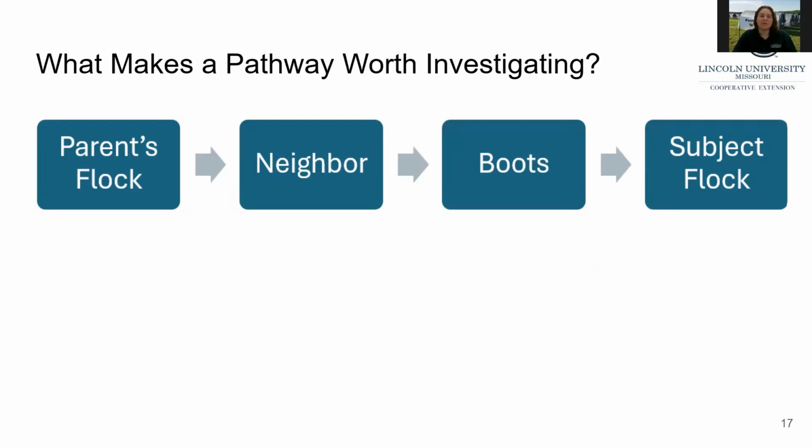So what made this pathway more interesting as we learned more? It wasn't simply that the neighbor had contact with another flock. It was the combination of several pieces of information. We have another poultry population, we have movement between the two populations, and we know the direction of that movement. We have something, the boots, that could potentially move with the person, and we have a timeline that we can consider alongside when the problem occurred. Taken together, those details give us a plausible pathway worth investigating.